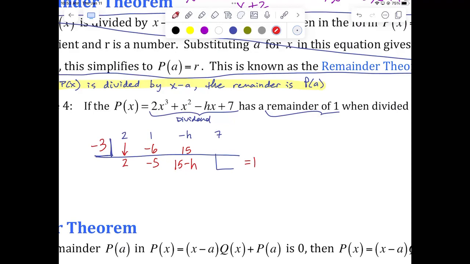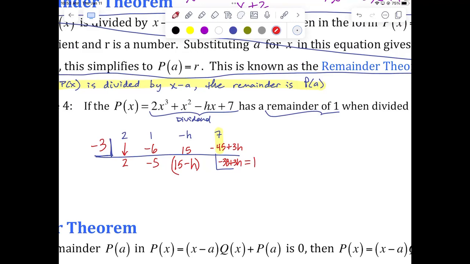Now times negative 3, since it's two terms, I have to distribute, don't I? What's negative 3 times 15? Negative 45. And what's negative 3 times negative h? Positive 3h, right? No big deal. I can have polynomials in here. And now I add vertically. When you add vertically, remember, you only add like terms. So I add those constants together. What's 7 minus 45? Minus 38. And then the plus 3h just comes straight down. There's no like term to combine it with. That's my remainder in terms of h, isn't it?